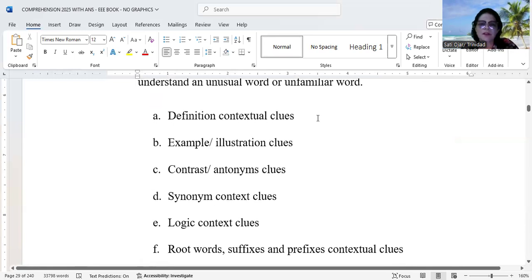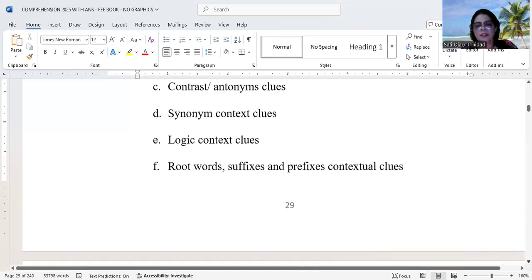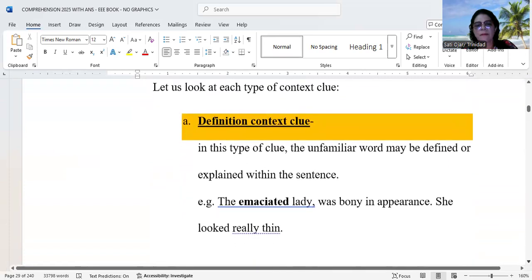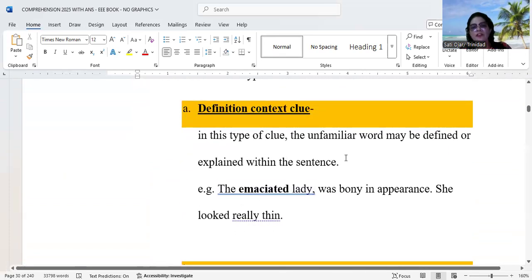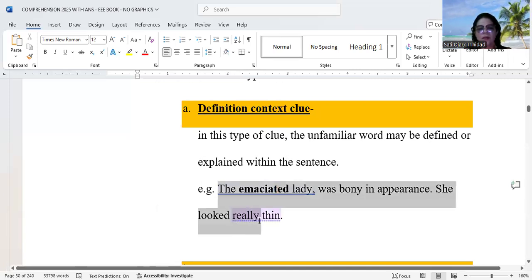The first type is definition context clues, illustration context clues or example context clues, contrast or antonym context clues, synonym context clues, logic context clues, and then we have root words or suffix and prefix context clues. So we're just going to skim through these because we looked at them before. A definition context clue is a word where the clue is given by a definition or explanation within the sentence.